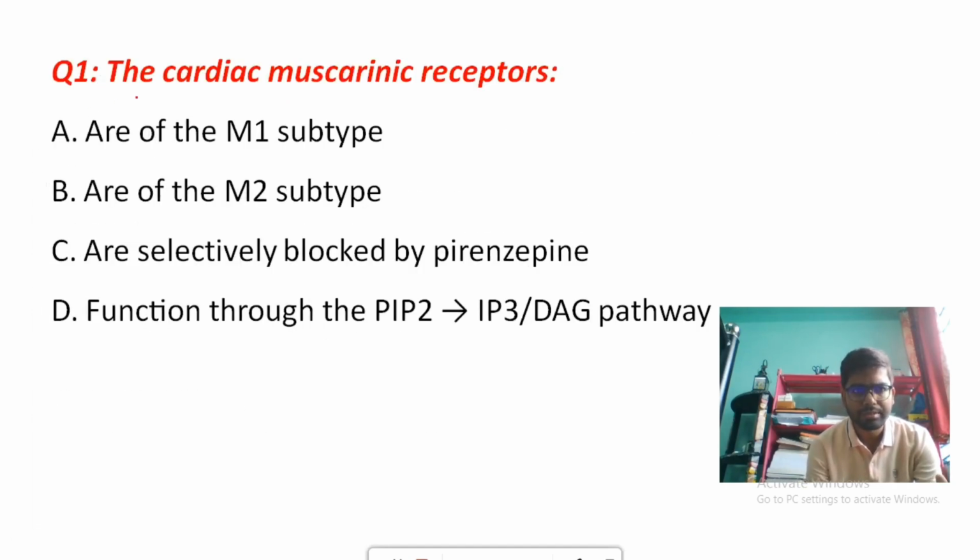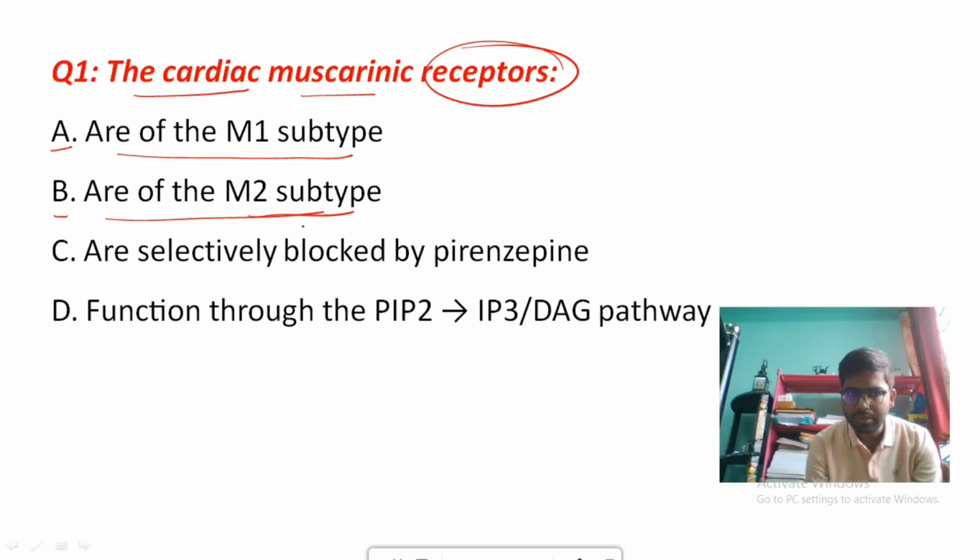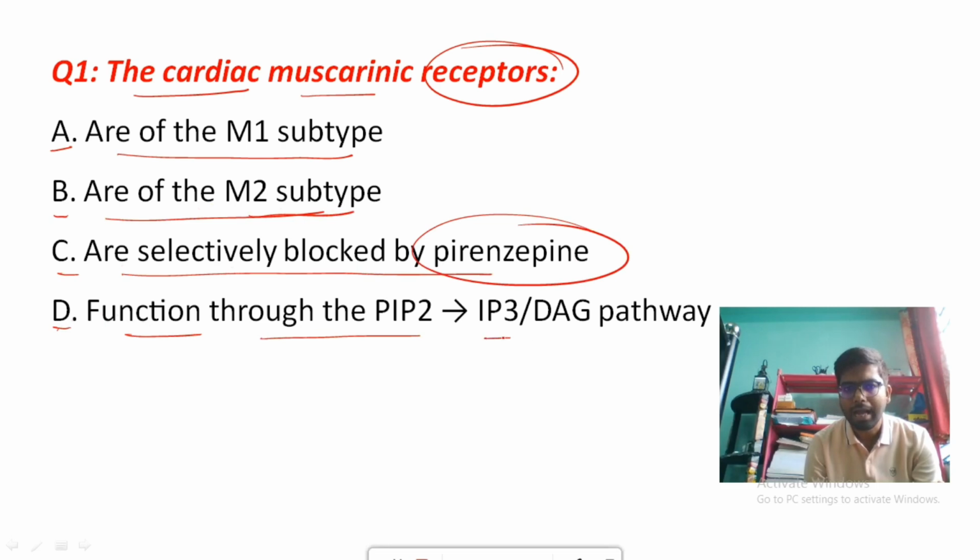Okay, so first question is about the cardiac muscarinic receptor. Cardiac muscarinic receptors: option A, are of the M1 type; option B, are of the M2 subtype; option C, are selectively blocked by pirenzepine; option D, function through the PIP2 IP3 DAG pathway. You can pause the video and answer yourself.